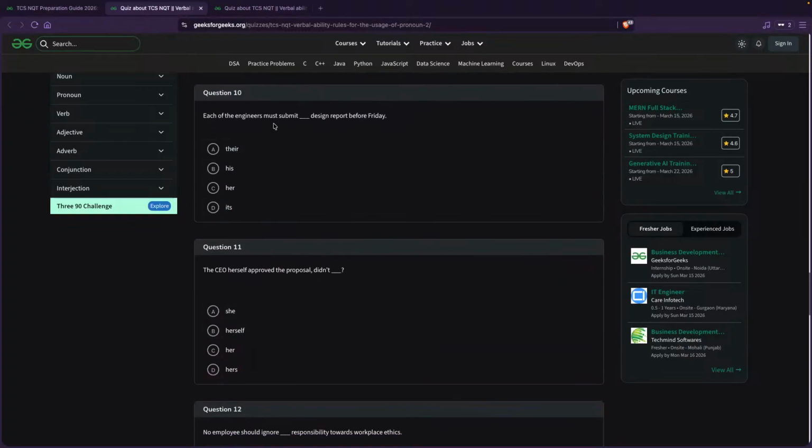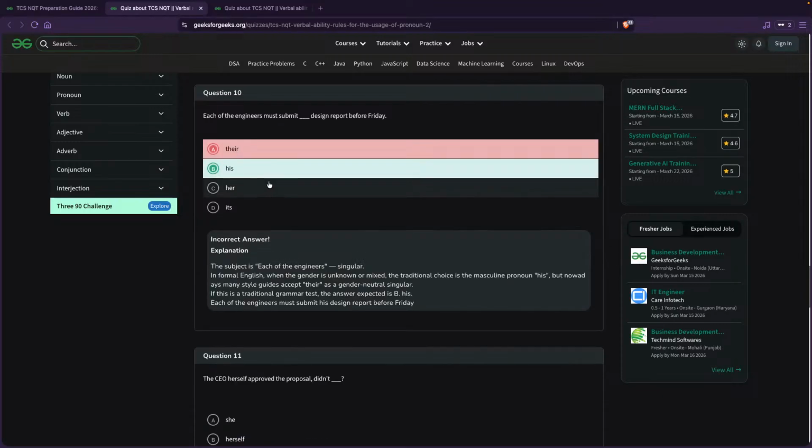Each of the engineers must submit their design report before Friday. What? That just tricks the student. Each of the engineers is singular. Okay, so these are the things that you have to remember. Whenever you use each of, that is singular.